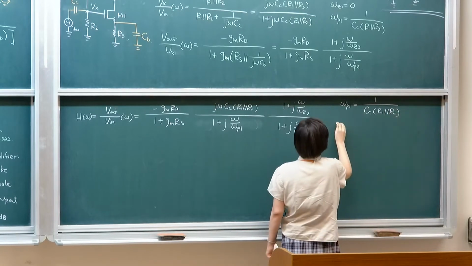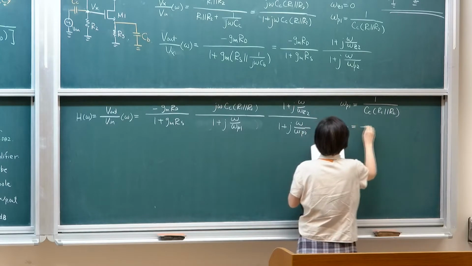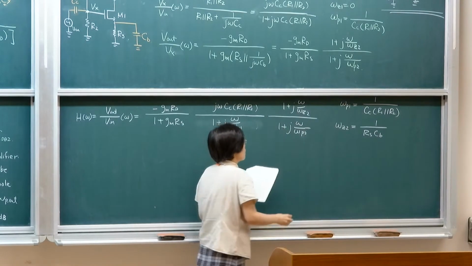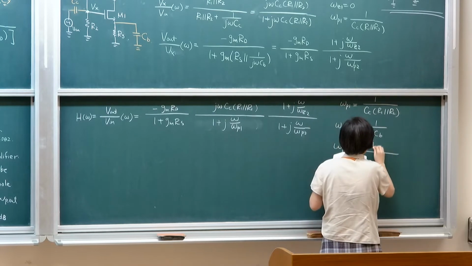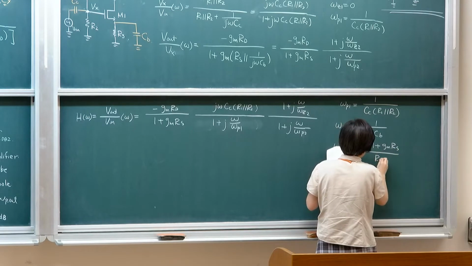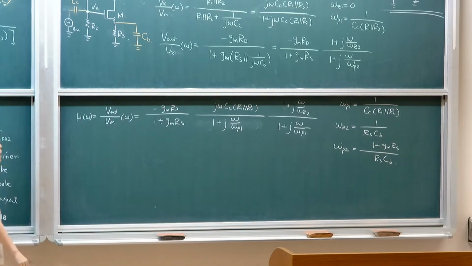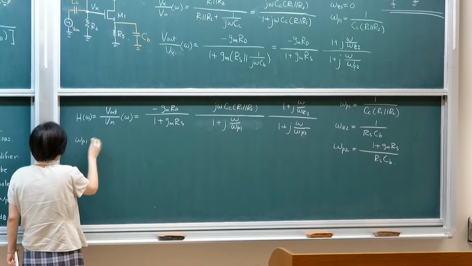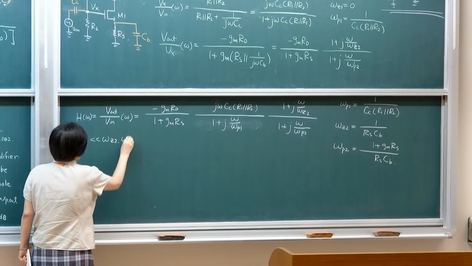And omega z2 is determined by the bypass capacitance. And omega p2, let me just write down all the terms and explain what it means. Okay? So once we have this, typically we have omega p1. It should be much, much smaller than omega z2 and omega p2.